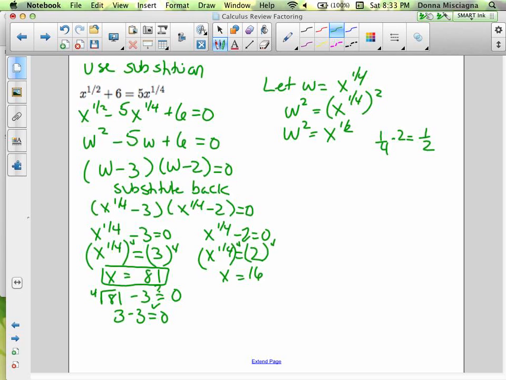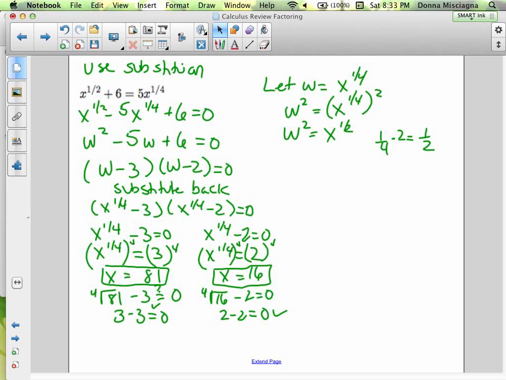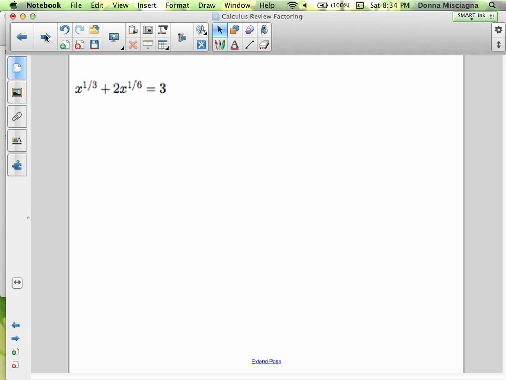Let's plug that back in. 4th root of 16 minus 2 equals 0. 4th root of 16 is 2. And that checks out as well, so that is a good solution. So this one has 2 solutions as well. We've had a couple. We've had the second one with 2 solutions, second one, third one, I don't remember. But the other one was in the other video.